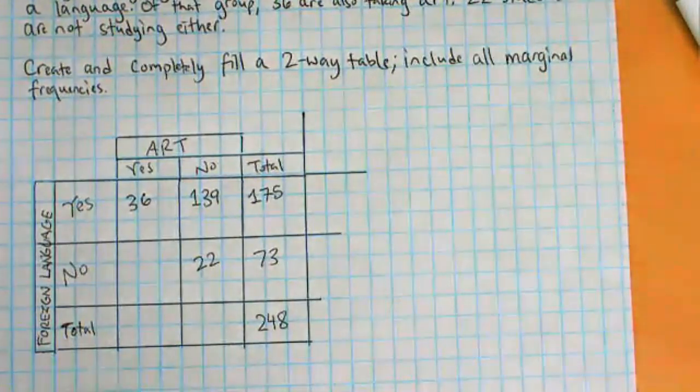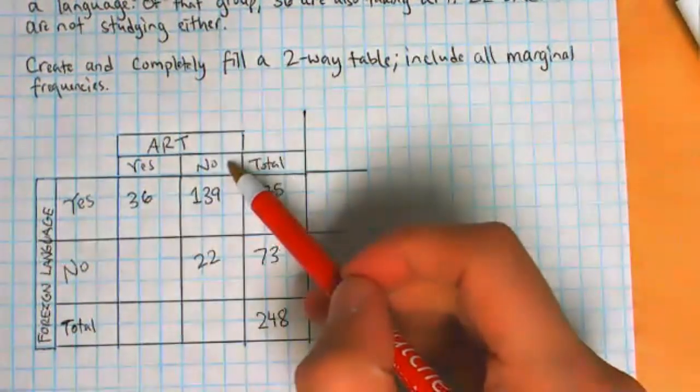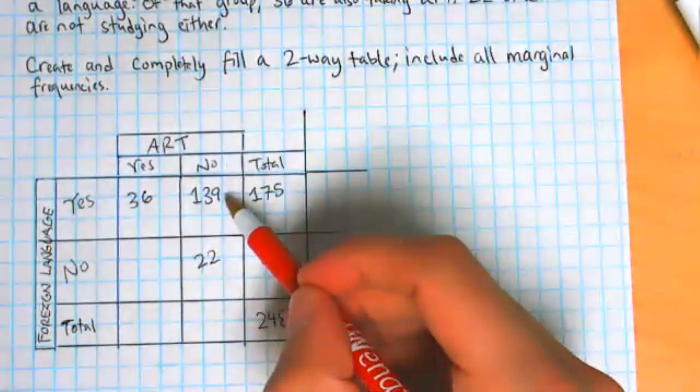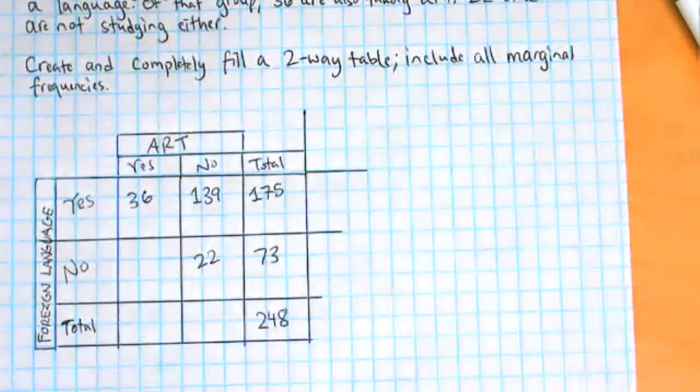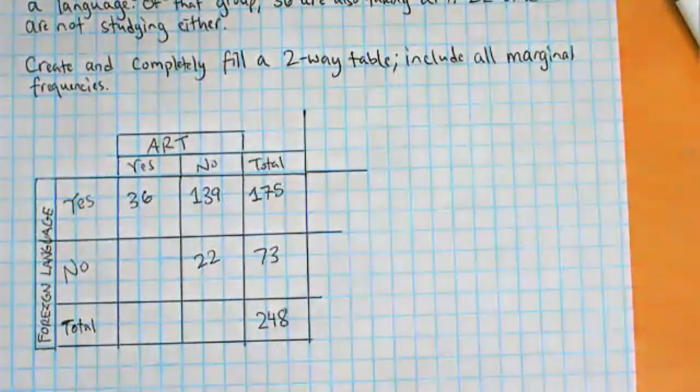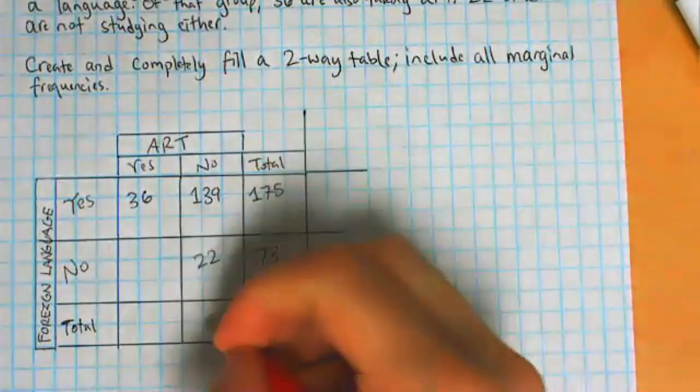All right, well, if we look down one of our columns again, we can look at the number of students who are not taking art. We see we have 139 who are not taking art and are taking a foreign language, and we have 22 who are taking neither art nor a foreign language. So the sum of those two will be the total number of students who are not taking art, which is 139 plus 22. And that gives us a total of 161 students who are not taking art.